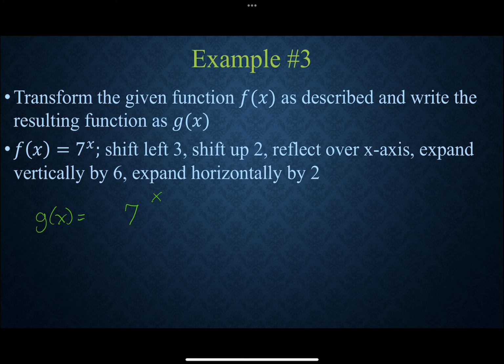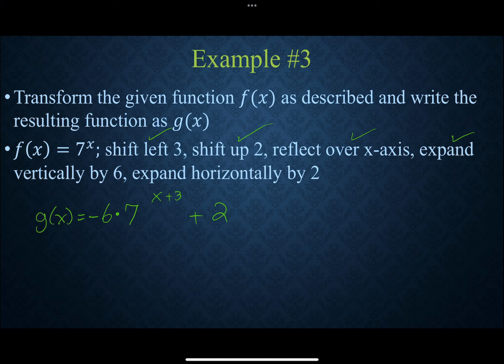So shifting left 3 means I'm adding 3 with the x. Shifting up 2 means I'm adding 2 at the end of the function. Reflecting over the x-axis means a negative multiplying outside. Expanding vertically means an integer multiplying outside, and it would be a 6. So it's a -6 times that 7.